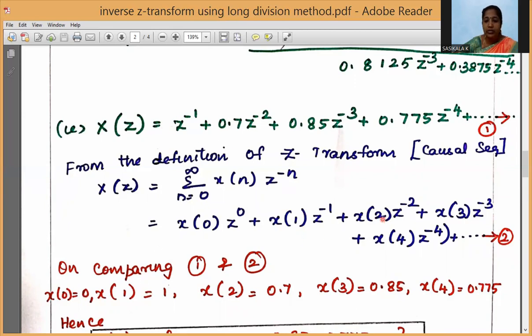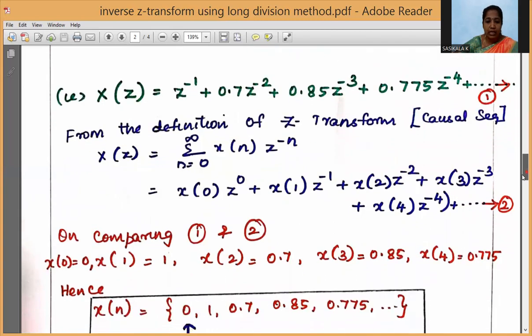Okay, now equate x of 2 into z power minus 2 and 0.7 z power minus 2. So here x of 2 is equal to 0.7 and x of 3 into z power minus 3 equal to 0.85 into z power minus 3. So which becomes x of 3 is 0.85 and x of 4 is 0.775. So this keeps on going.